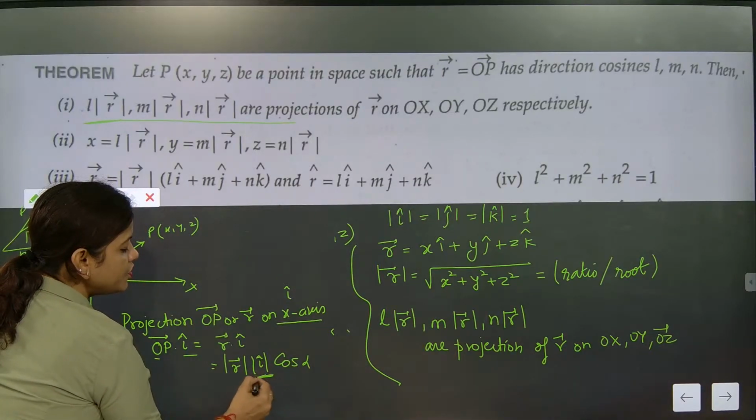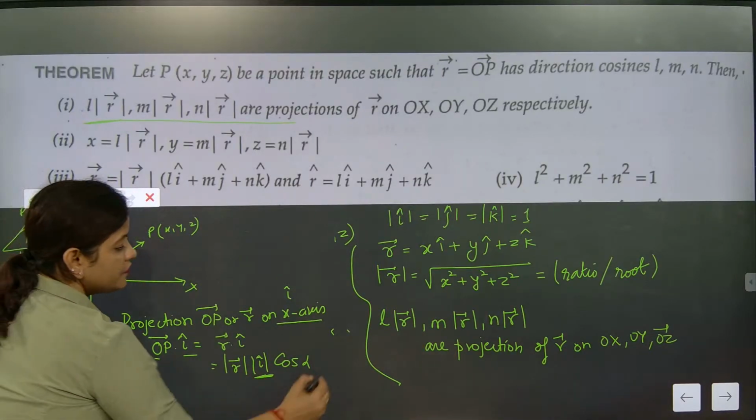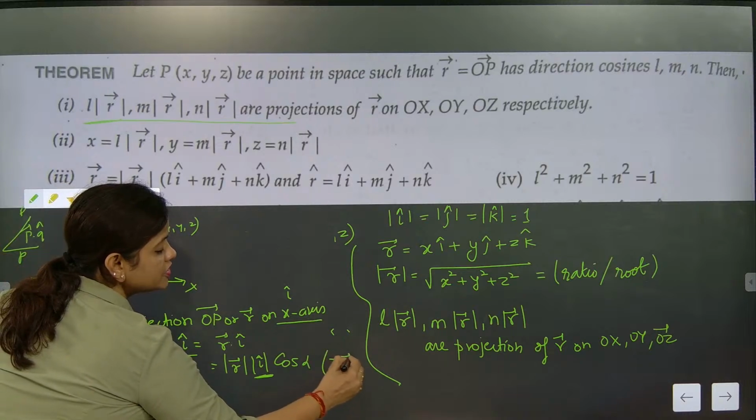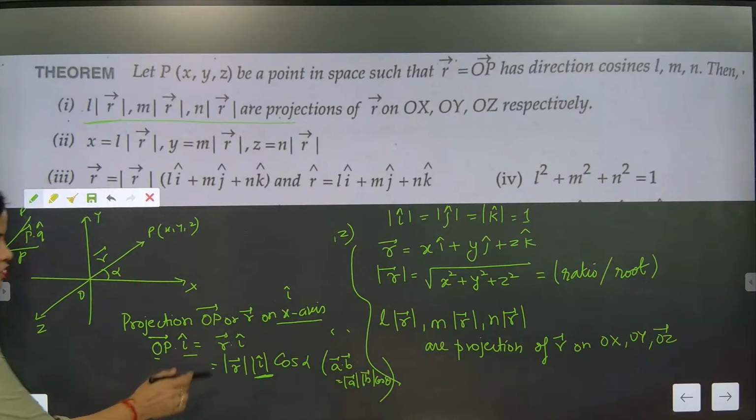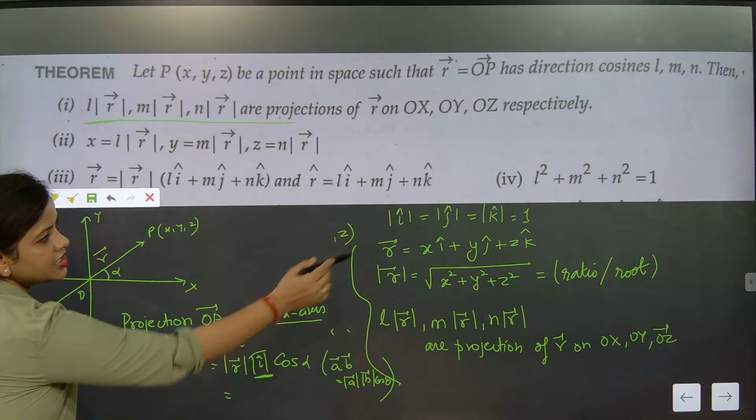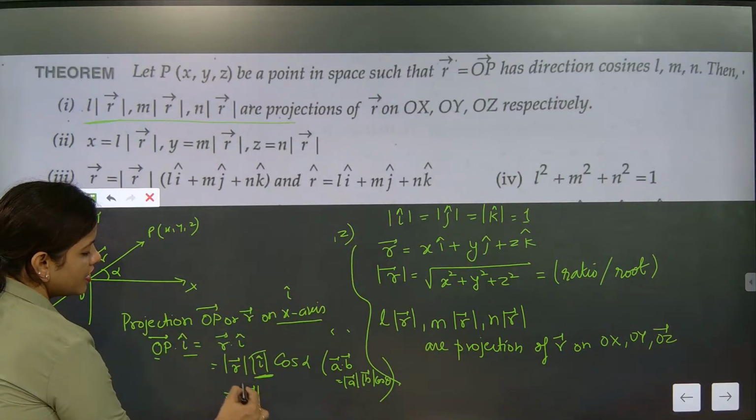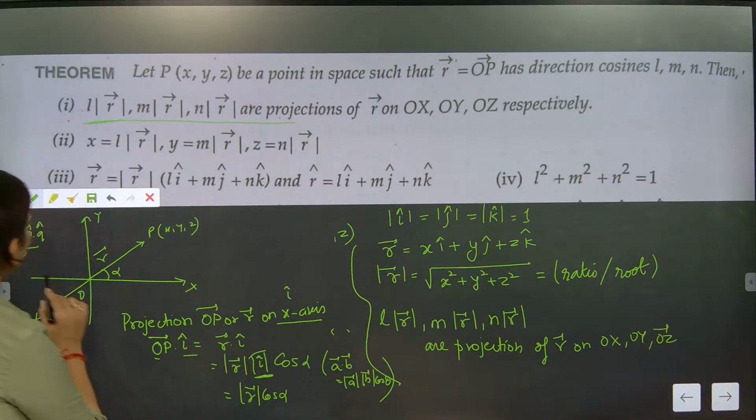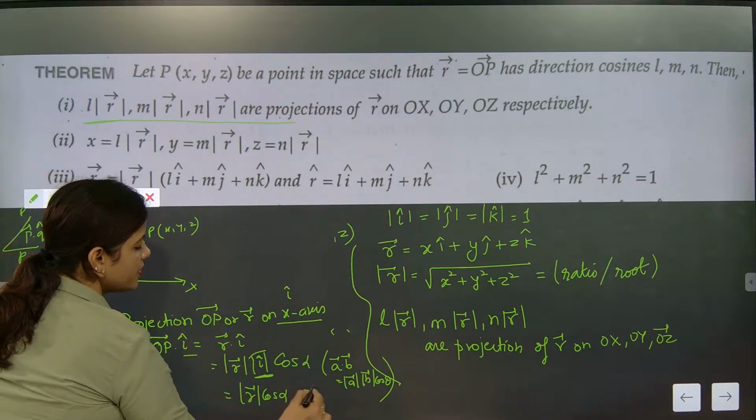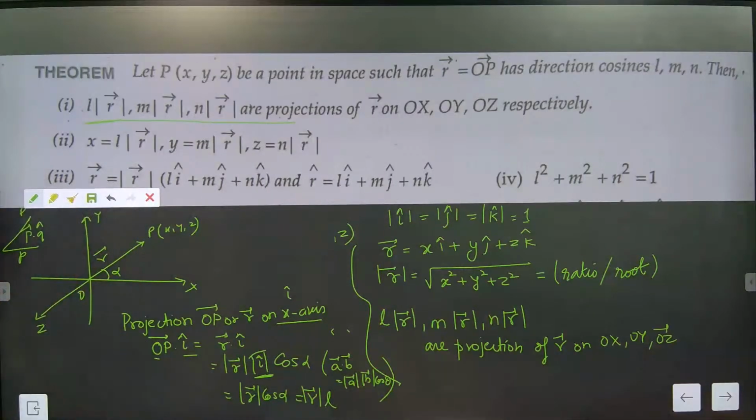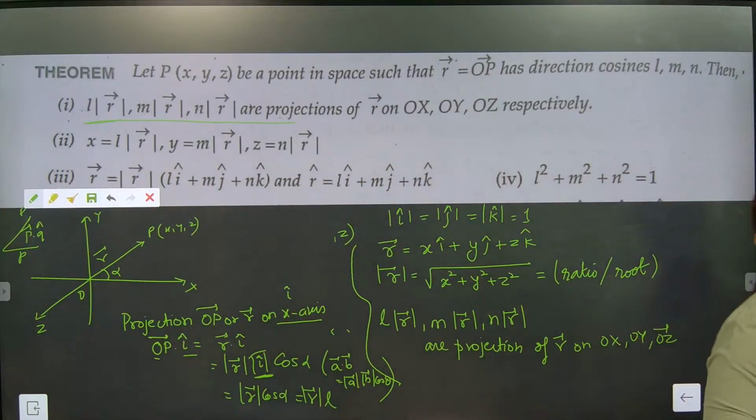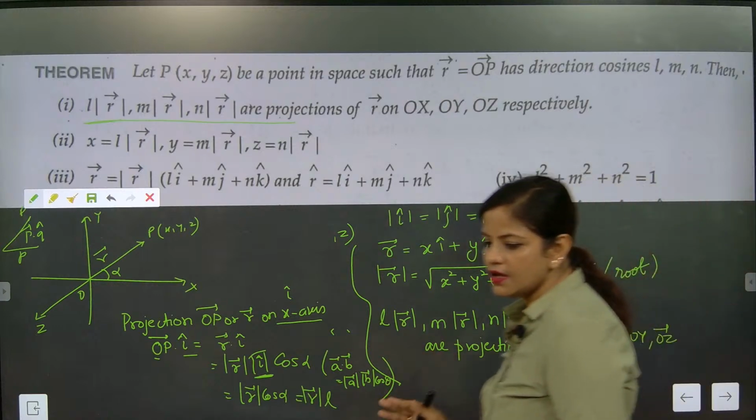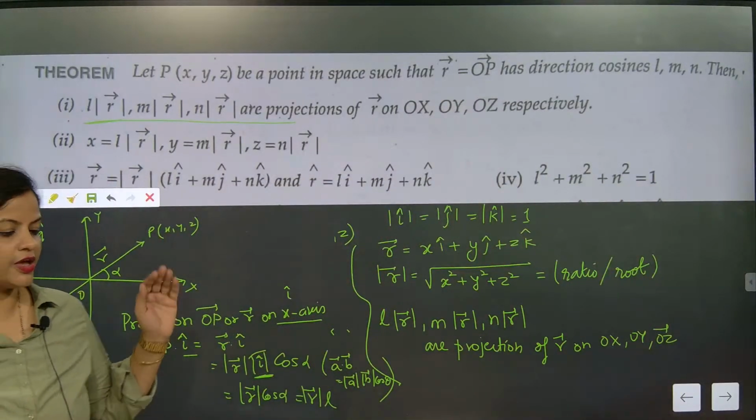Now beta, what is the magnitude of i vector? This is the dot product of two vectors. What is the dot product of two vectors? Magnitude of both vectors into the cosine of the angle between them. Based on this formula, the magnitude of i vector is 1. So it will become R cos alpha. And beta, what is cos alpha? L. So it is coming R, L. It is along which axis? X axis. I hope you have understood.